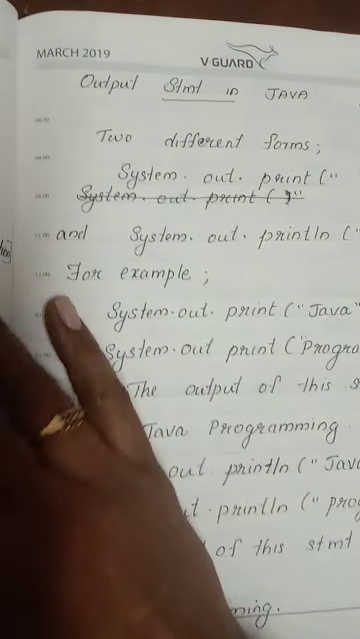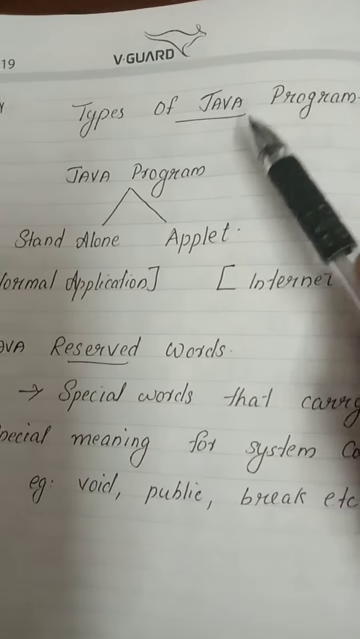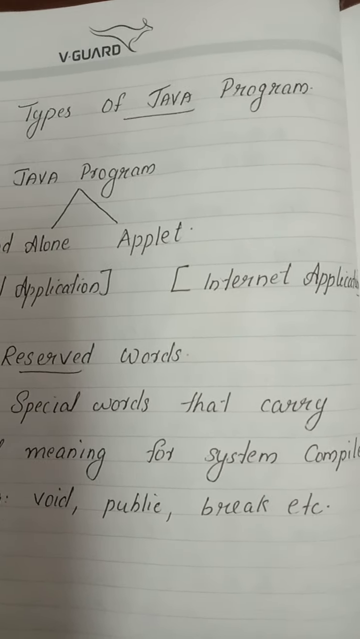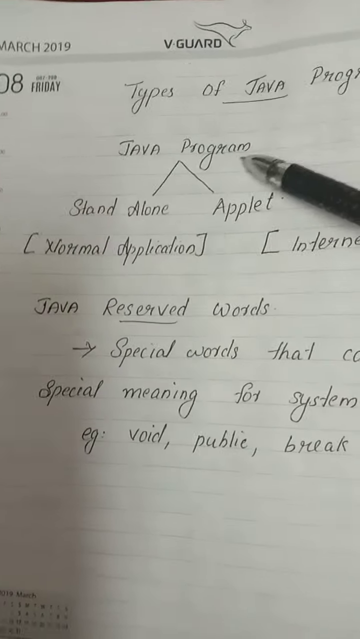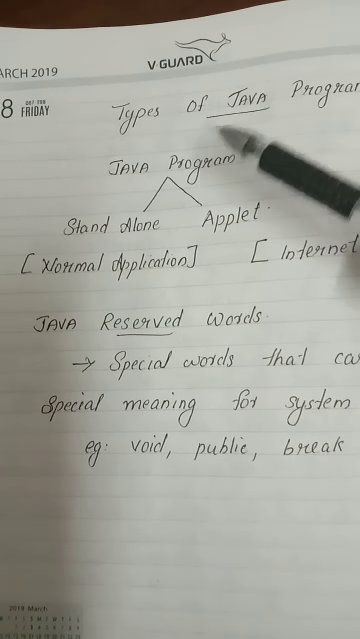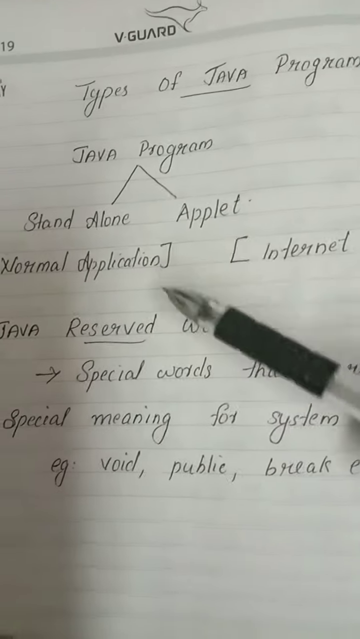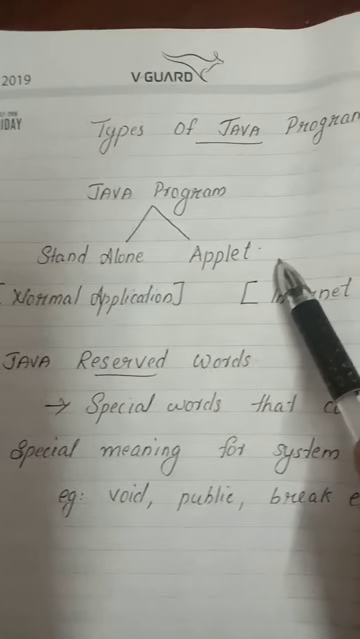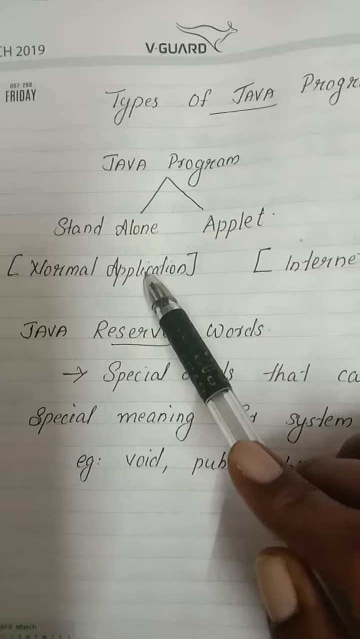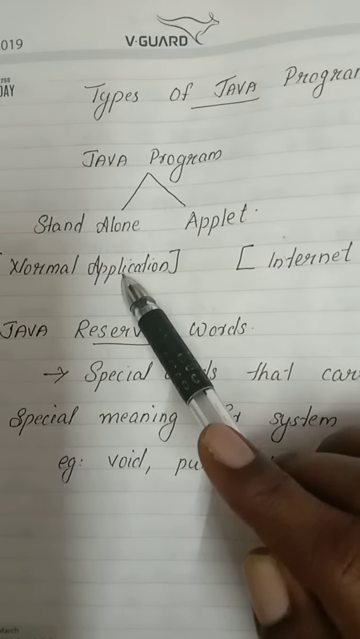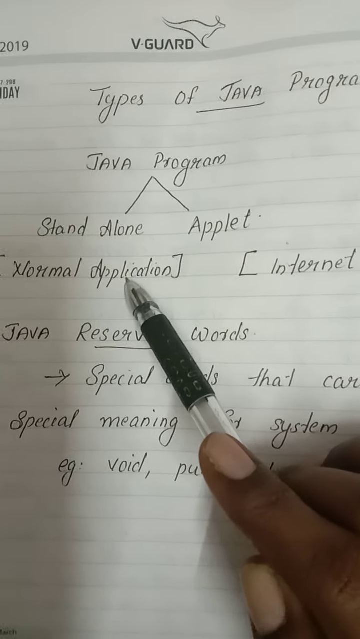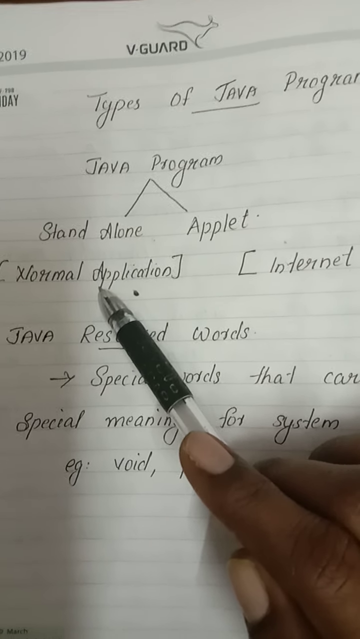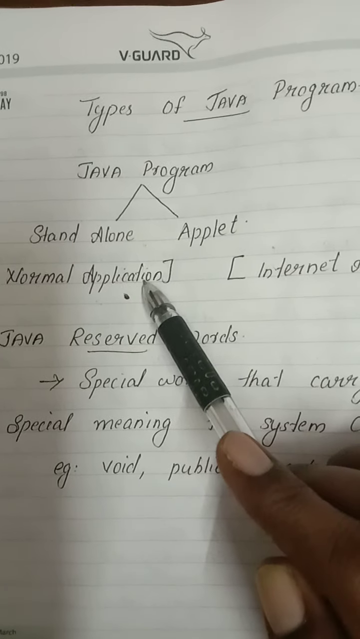Next portion is different types of Java programs. Java programs are divided into two: standalone Java program and applet programming. The standalone Java program means it is the normal Java application for desktop programming.